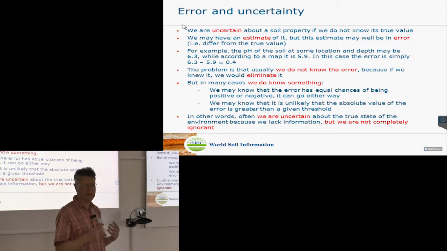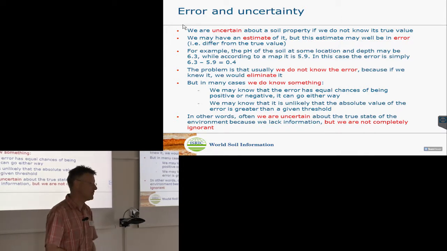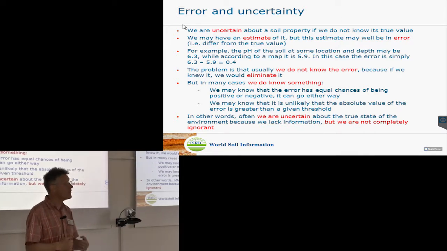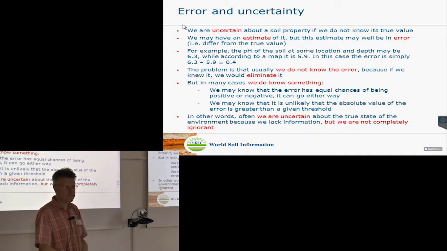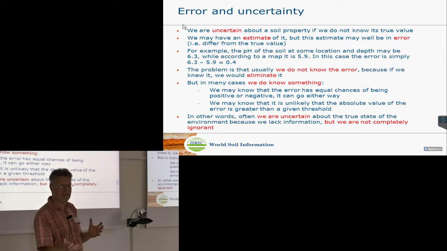Uncertainty is a property of people, it is subjective. I am uncertain about the pH of the soil. The pH of the soil is not uncertain, I am uncertain about it. Sometimes I also say pH is uncertain, but actually if you really want to define it properly, I think you should say I am uncertain, we are uncertain about the pH of the soil, because we do not know the true value. The error is the difference between true and estimated.